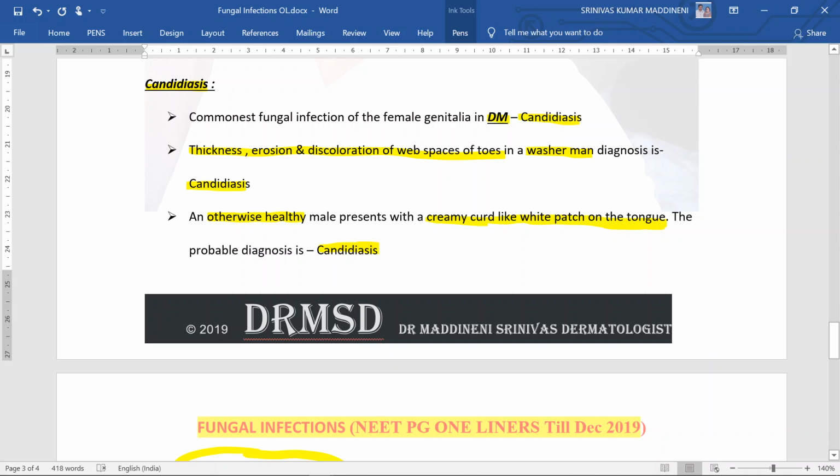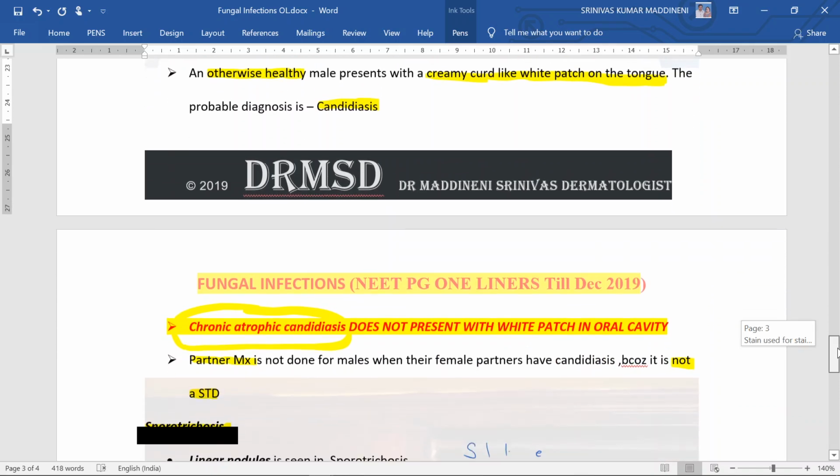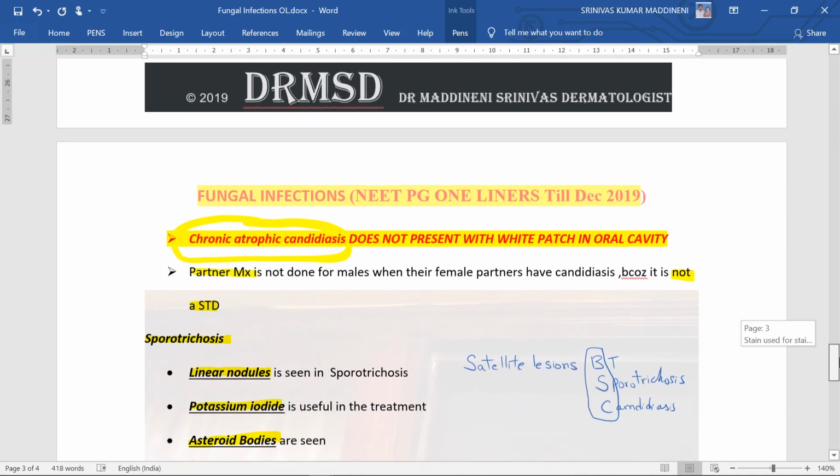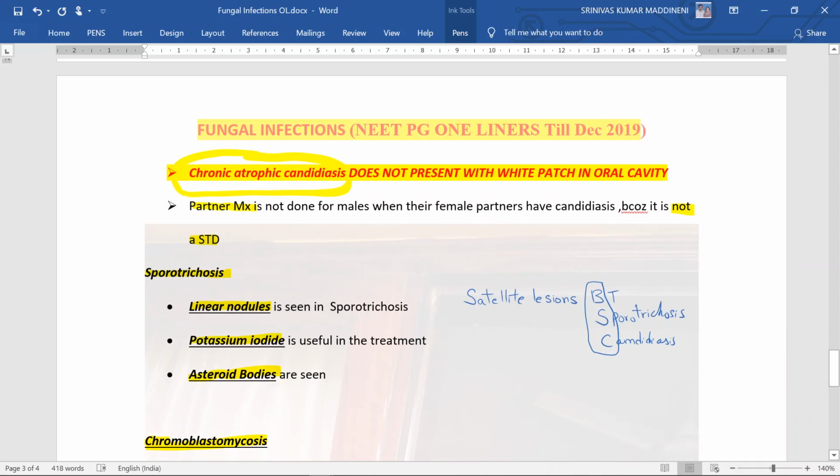Coming to candidiasis, many a times not one-liners but a few case scenarios were given for candidiasis. Like the commonest fungal infection of female genitalia, if she is diabetic, the answer is candidiasis. A washerman came with thickness, erosion and discoloration of web spaces of the toes, then the answer is candidiasis. Then an apparently healthy male presents with a creamy curd-like white patch on the tongue. The probable diagnosis is candidiasis, and we should send the patient for investigation of blood sugar level because he is just apparently normal. Maybe he is having clinically undiagnosed diabetes.